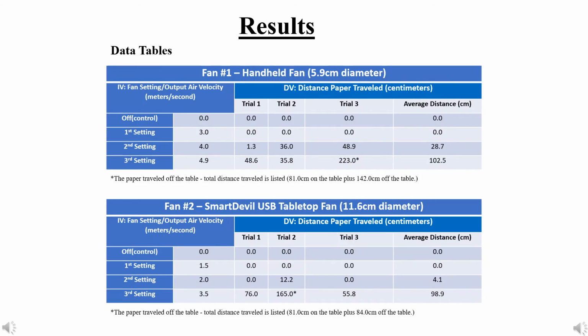Fan number 1, which was the handheld fan, had on the first setting an output air velocity of 3.0 meters per second with an average distance of 0.0 centimeters. For the second setting, the fan had an output air velocity of 4.0 meters per second with an average distance of 28.7 centimeters. For the third setting, it had an output air velocity of 4.9 meters per second with an average distance of 102.5 centimeters.